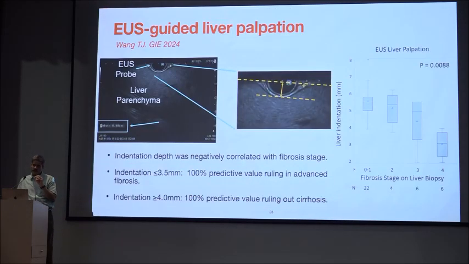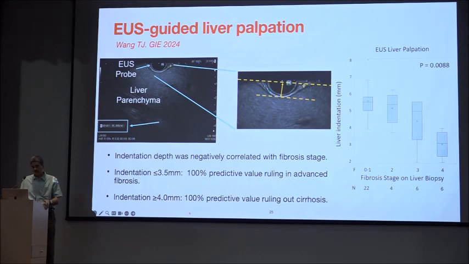This month, there was a very interesting article on EUS-guided liver palpation in GI Endoscopy by Kenneth Chang's group. This was a very elegant concept that you just place the transducer over the liver and then you depress the transducer. A stiffer liver will deform less, a softer liver will deform more. And they gave a cutoff of 3.5 millimeter, which had 100% predictive value in ruling in advanced fibrosis. And if you could depress the liver more than 4 millimeter, it practically ruled out cirrhosis.